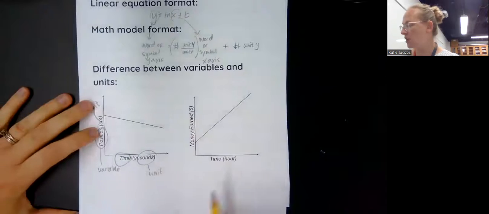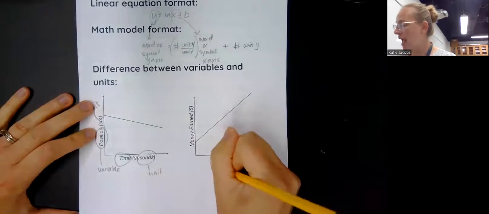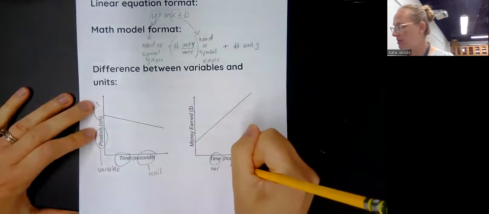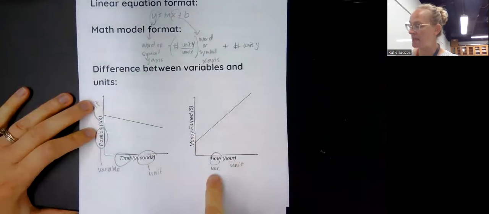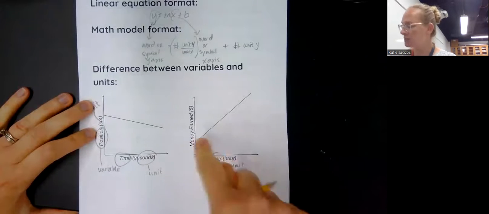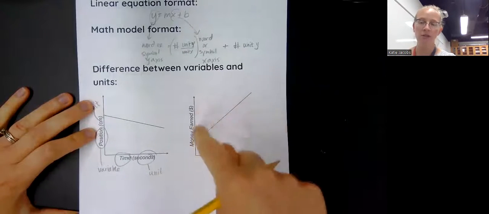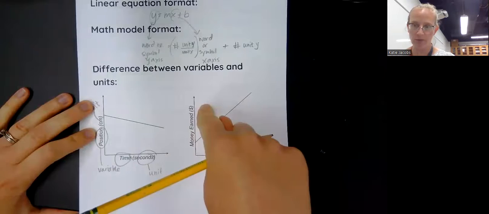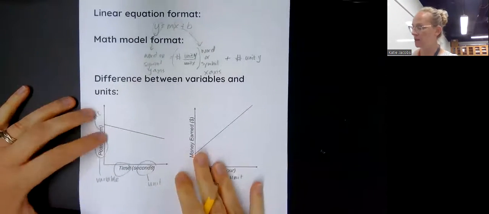So every axis will have a variable, and then in parentheses will be the unit. So this was time measured in hours. This was money earned measured in dollars. Money earned is the variable, dollars is the unit, okay?